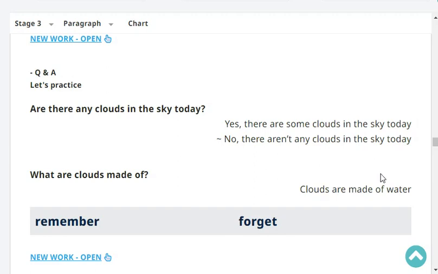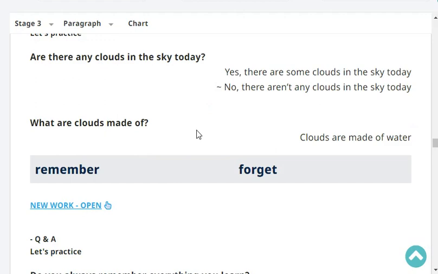Yes, there are some clouds in the sky today. What are clouds made of? Clouds are made of water. Very good.